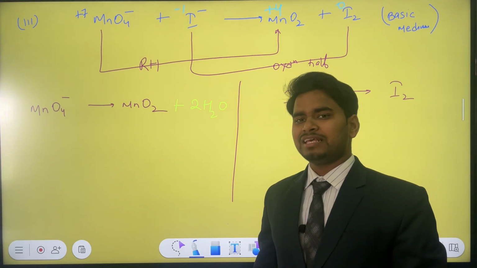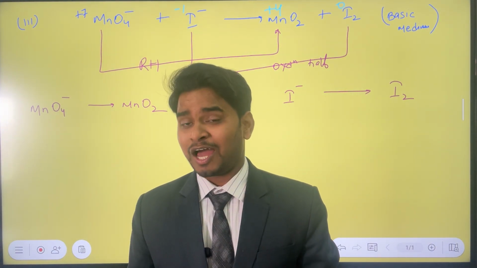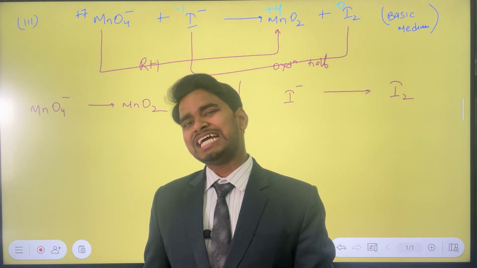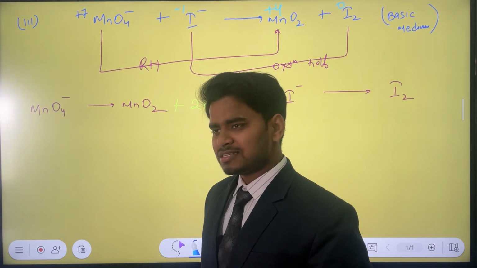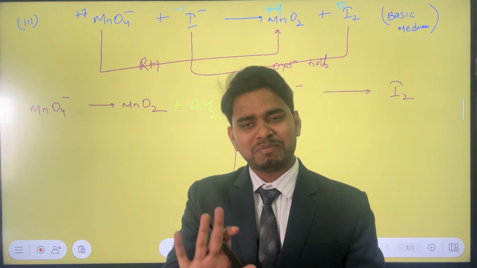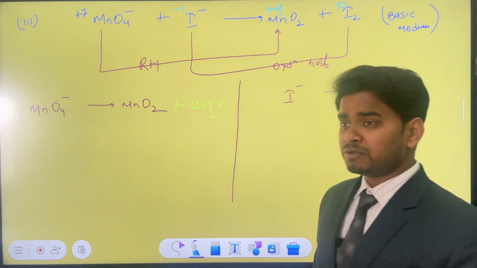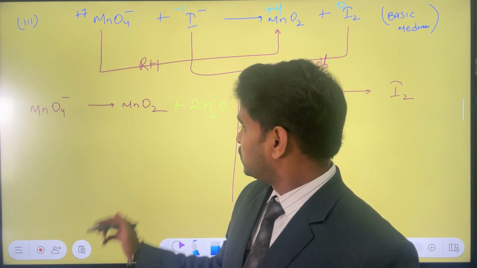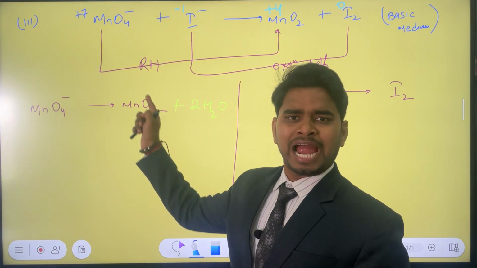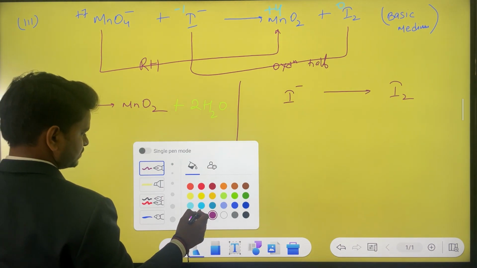Okay, we balanced oxygen. Then after that we balance hydrogen. And how do we balance hydrogen? By adding H plus. But sir, this is a basic medium now, how can we add H plus? We'll balance it. We have to balance hydrogen by adding H plus only. So we have 4 hydrogen here, so we will add 4 H plus on this side.